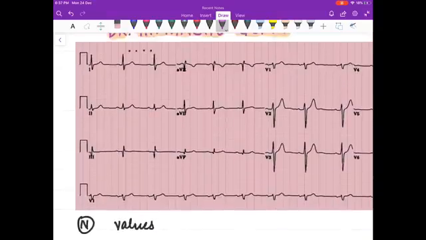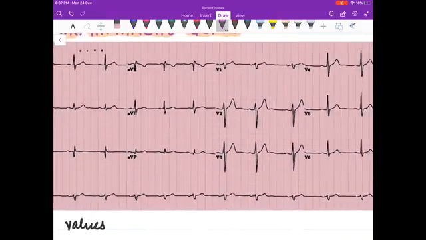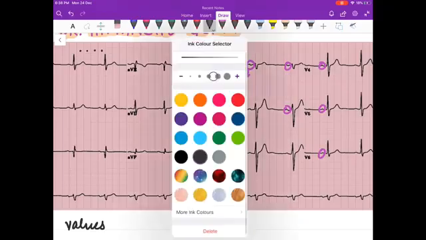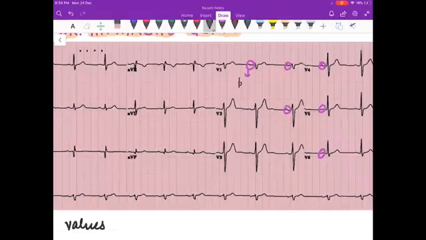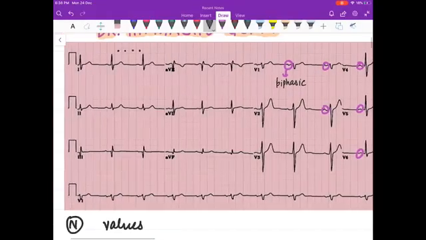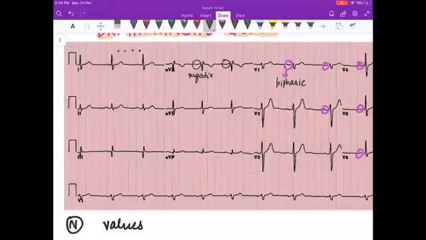As I told you, they are positive in leads V2 to V6. So here they are positive. In lead V1 they are biphasic, and in lead AVR they are negative. So this is an important point that you should know about the P wave.